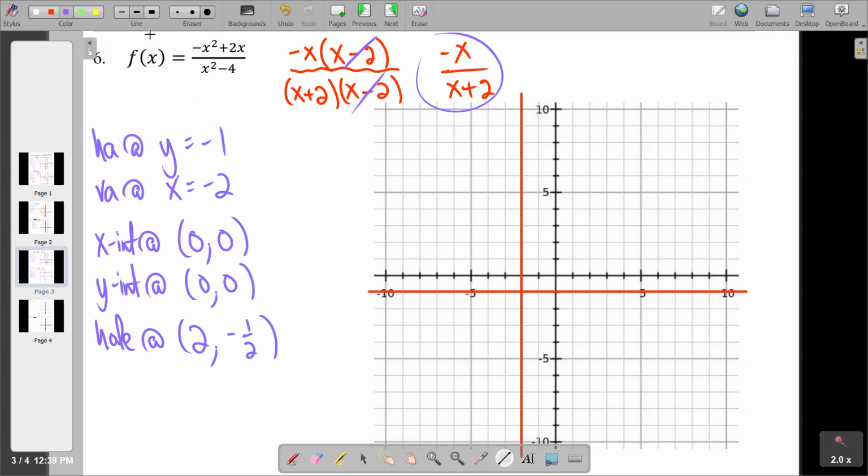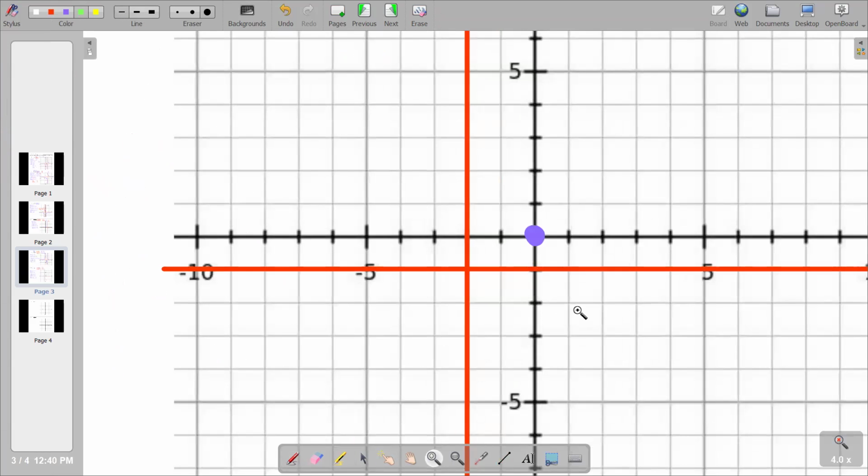X-intercept and Y-intercept are at 0, 0. That's huge to know. And then we have a hole at 2, -1/2. So I'm going to zoom in on this a little bit, and I'm going to go right 2 and down 1/2, and put a little hole right there.